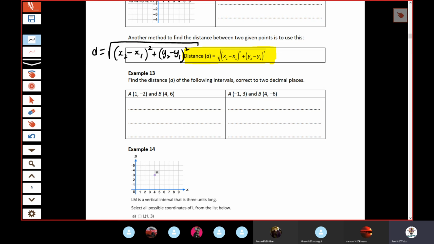So ready? Find the distance, correct to 2 decimal places. I think the best thing always is label them x1, y1, x2, y2. Then it's pretty easy to follow, right? Watch this. D equals square root, open bracket, x2 minus x1 squared plus, open bracket, y2, which is 6, minus y1. y1 is negative 2, so there's another negative 2, and then squared.